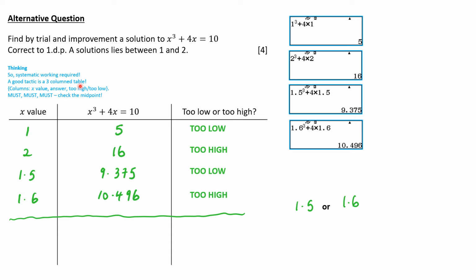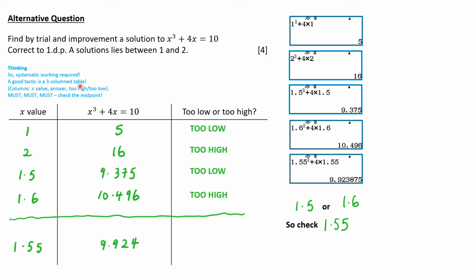So I have to make a decision, and I have to check my midpoint. So the midpoint I'm going to use is between 1.5 and 1.6. So I'm going to check 1.55. So when I pop that into the equation, I get an answer out of 9.924 with a bit of rounding, and I can see that is still too low. So because that's too low, I know I need to take the answer that is slightly bigger than the 1.55. So I'm going to say that my answer is 1.6 to 1 decimal place.